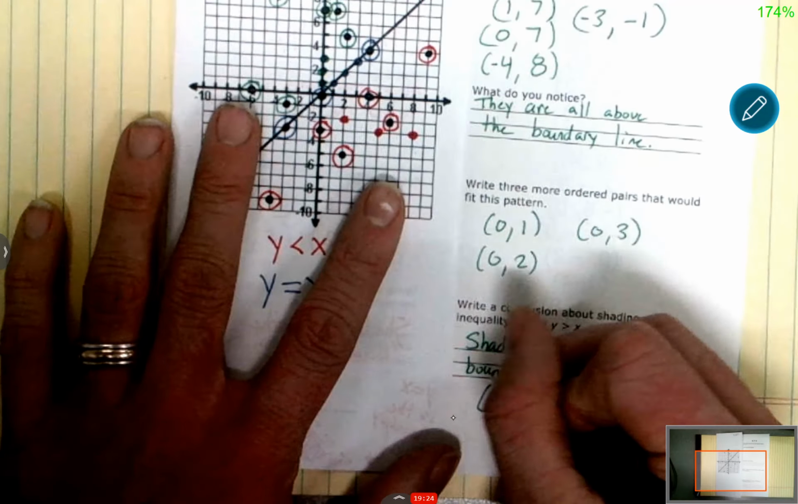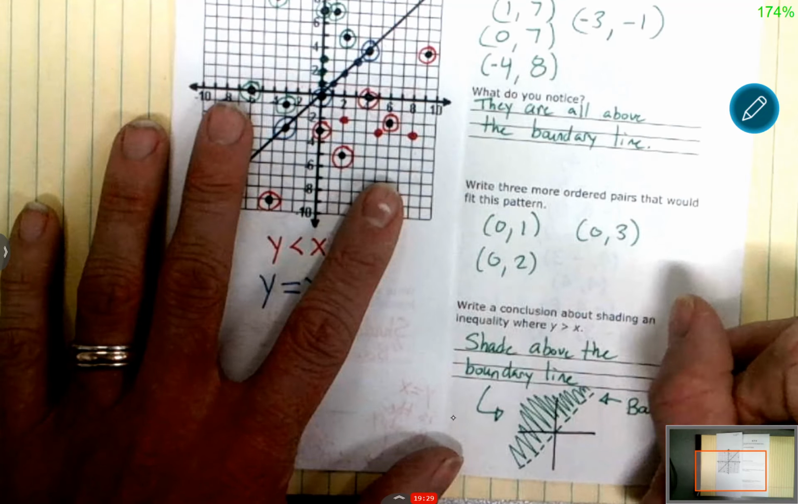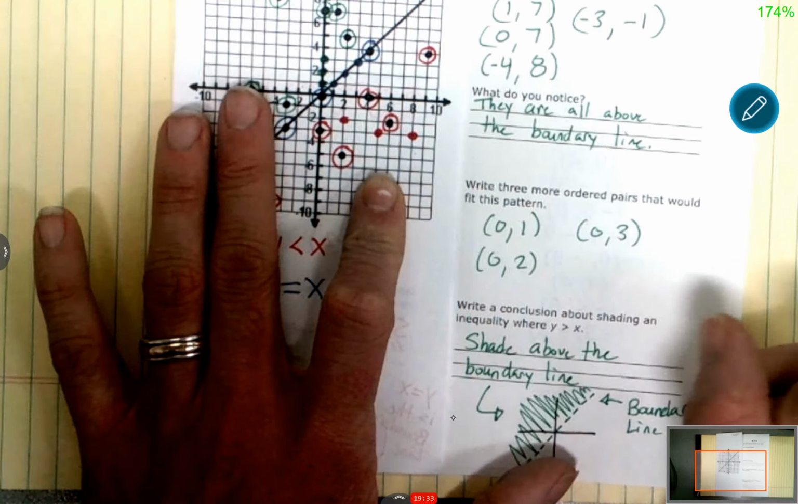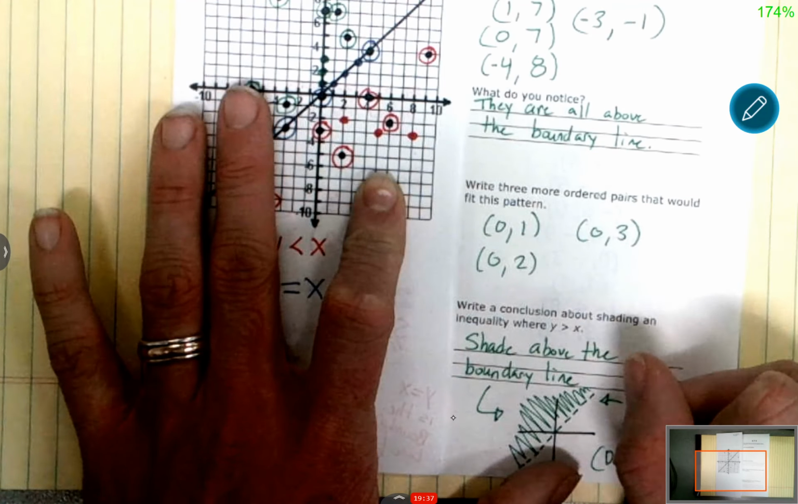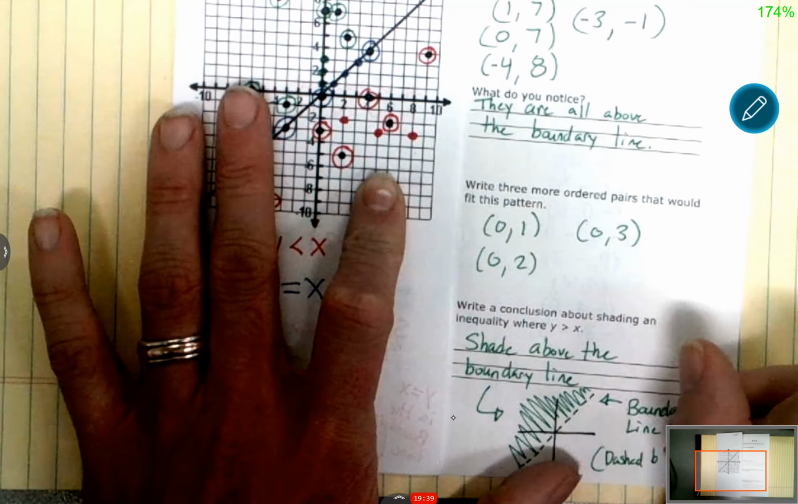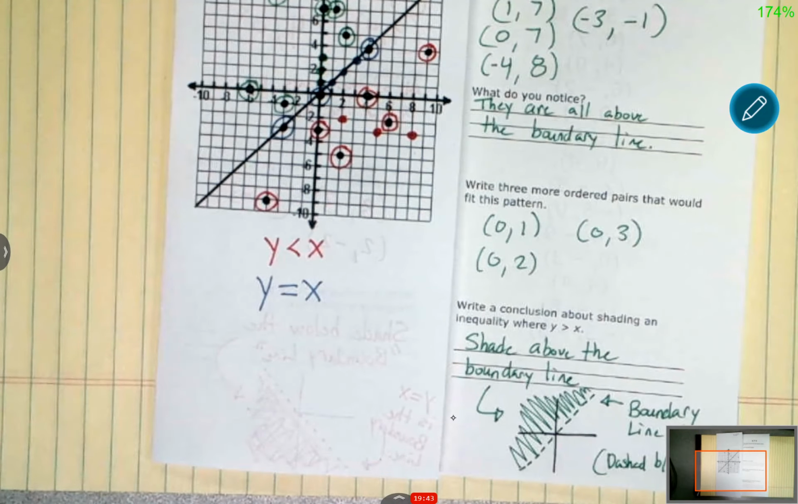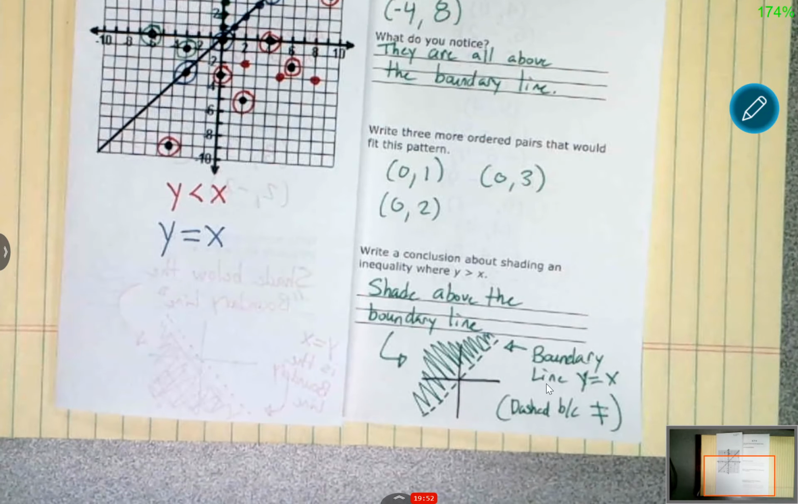So I shaded above, and then my boundary line is dashed because it's not equal to x. Y is not equal to x, so it is dashed. Any questions before we move on to some practice examples?